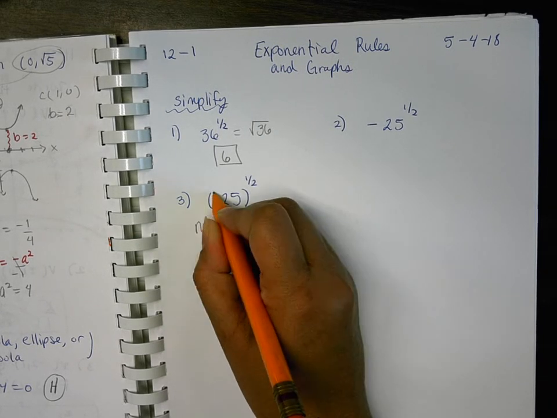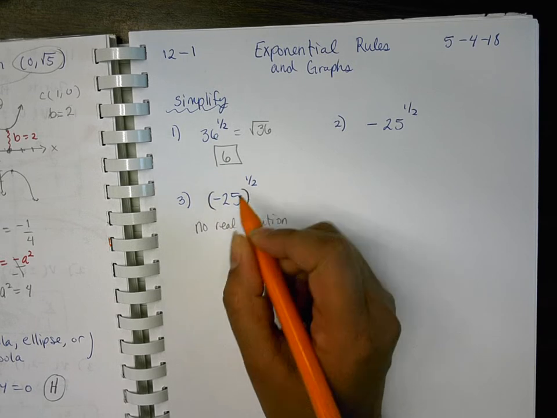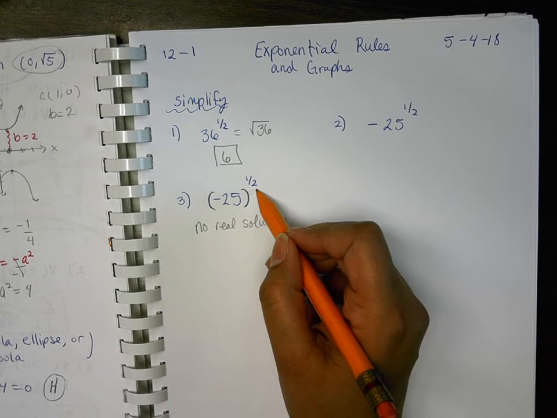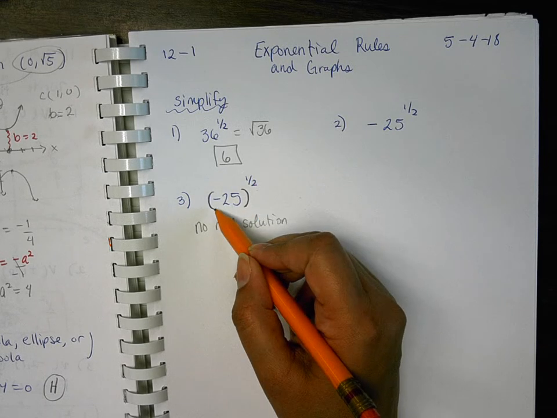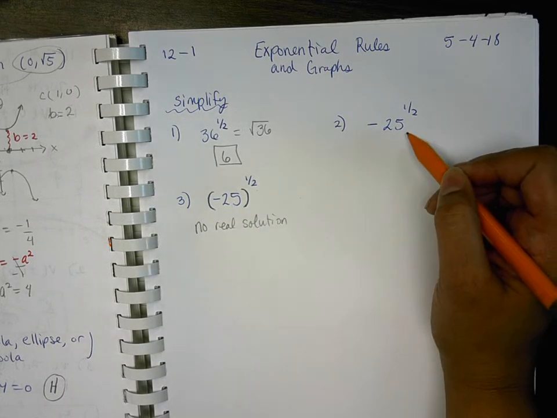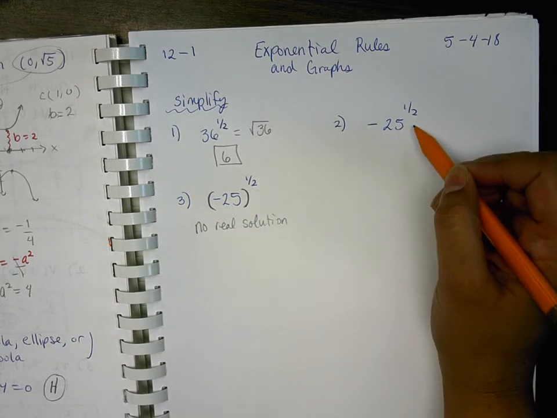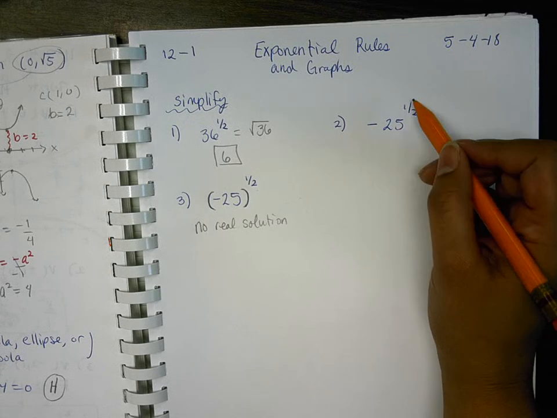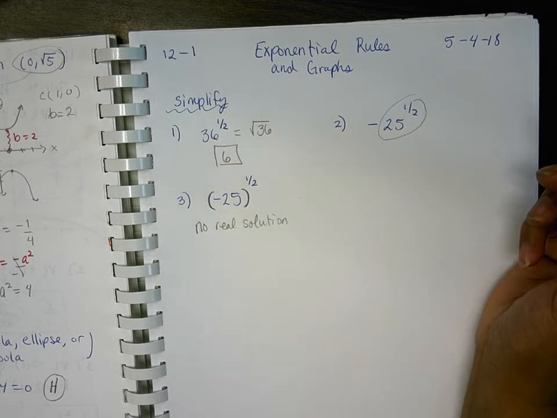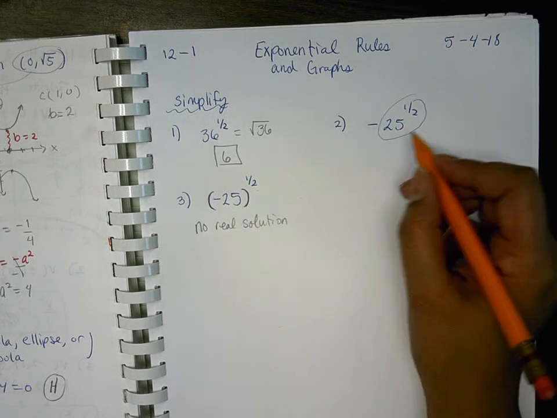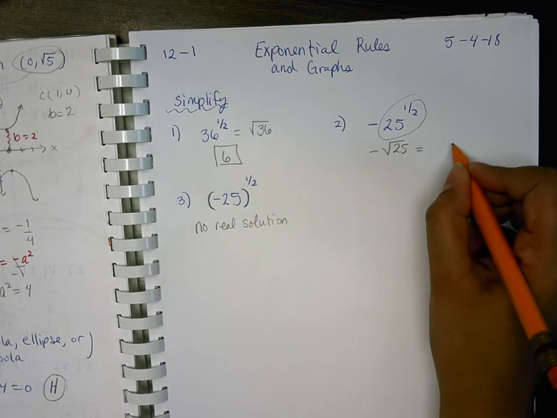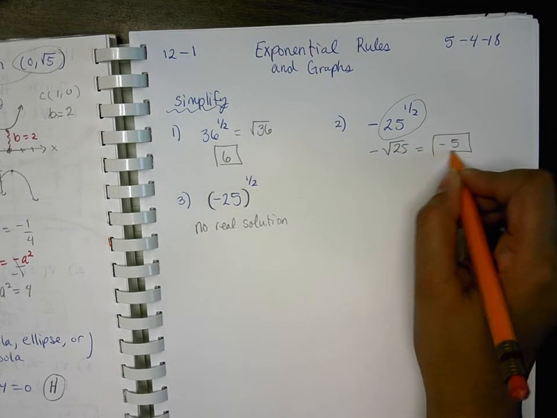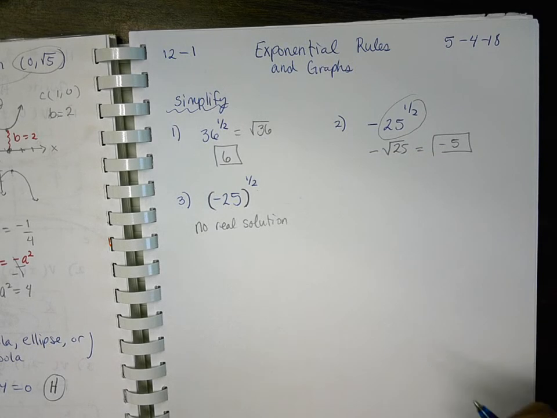And why is that? Because it's in parentheses, which means that square root is applying to the 25 and the negative. Do you see that? This one, since it's not in parentheses, what is that square root being applied to? Just the 25. And what is the square root of 25? Okay, so we have negative root 25, which ends up being negative 5. Do you see the difference between 2 and 3?